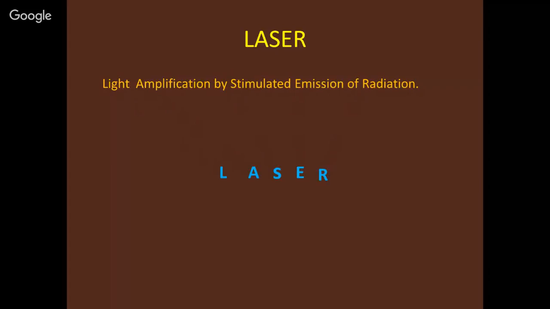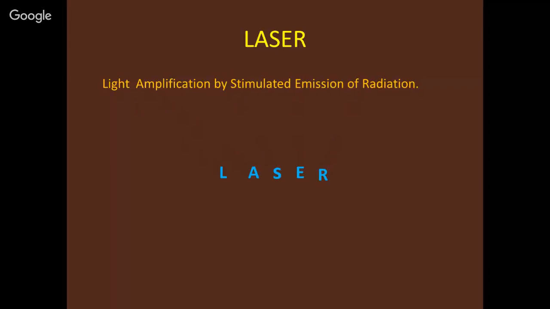And in some cases we use ultraviolet radiation as well as infrared radiations also. So when this light is amplified, what do you mean by amplification? It is amplified by a simple phenomenon, which we call stimulated emission. What is that stimulated emission? We are going to study it with the help of a simple slide. Whenever the light is amplified by the stimulated emission of radiation, it is known as laser. So laser is a device wherein light is amplified by the stimulated emission of radiation.